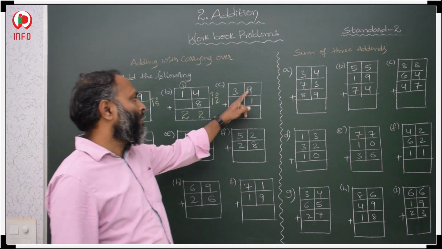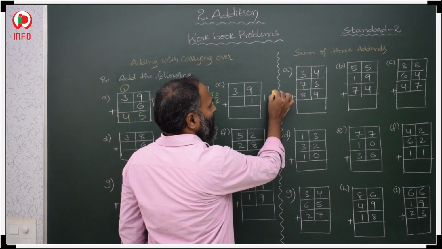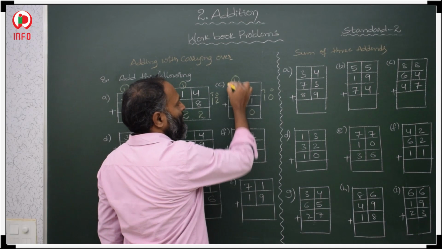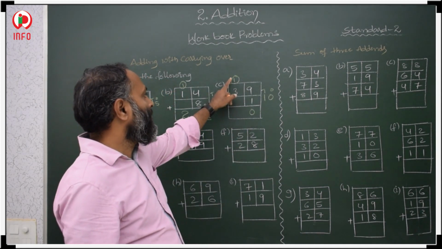In the same way, 9 plus 1, 10. 10 means this is ones, this is tens. 0 is in ones place, this 1 is in tens place. 3 plus 1, 4.